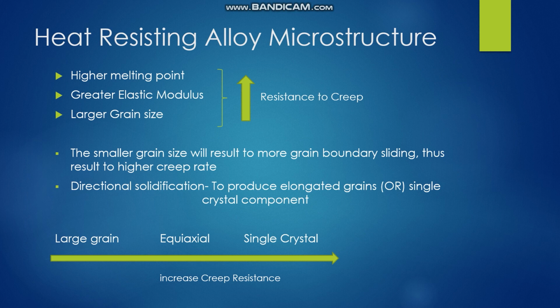There are several methods to increase the grain size of material, and one of it is directional solidification. This method can be used to produce elongated grains or single crystal component. As a goal, we need to achieve single crystal as it has a greater creep resistance compared to equiaxed or large grain.